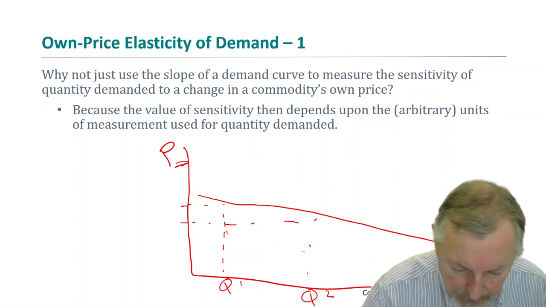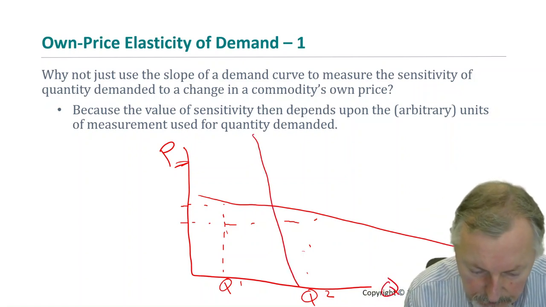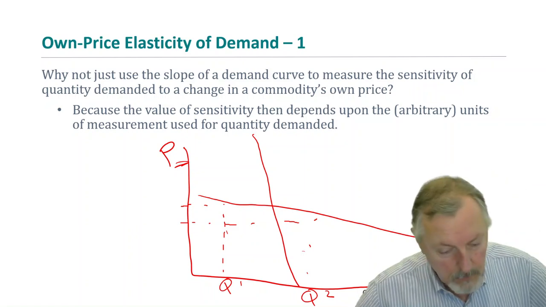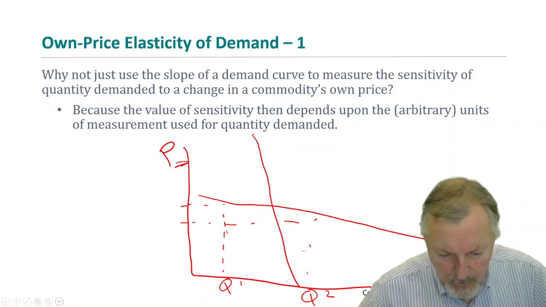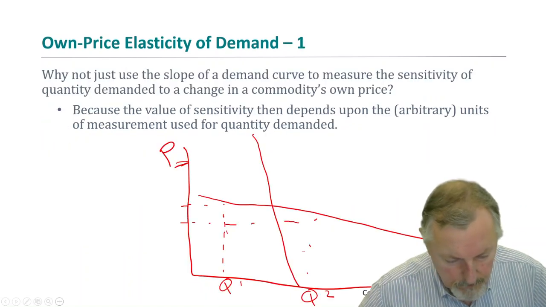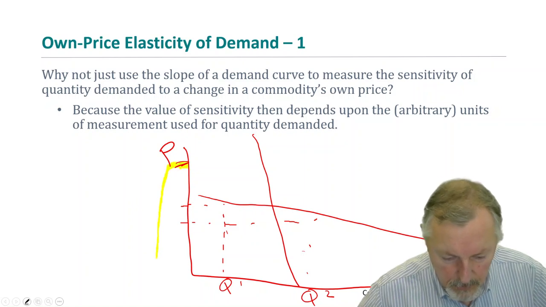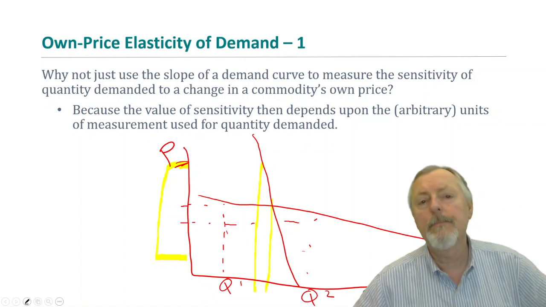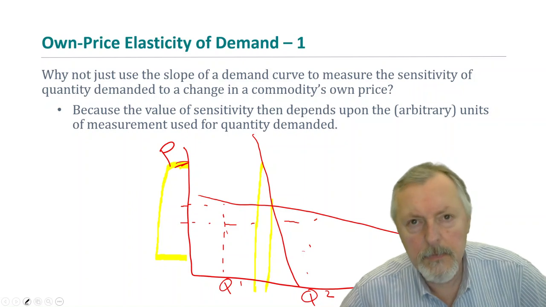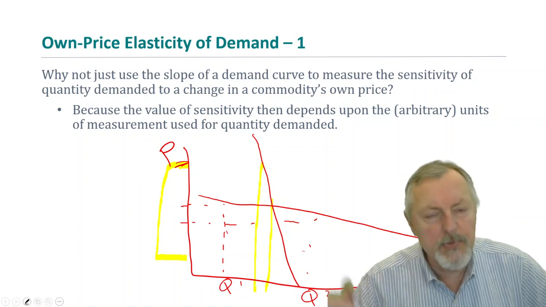On the other hand, you could have a curve like that, where price could change a great deal, and quantity would only change a little. This is something that is very insensitive to price, very inelastic demand. And it's just represented by the slope.